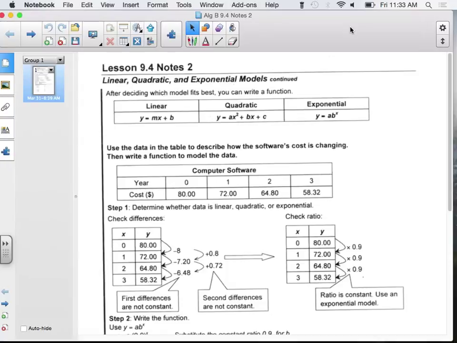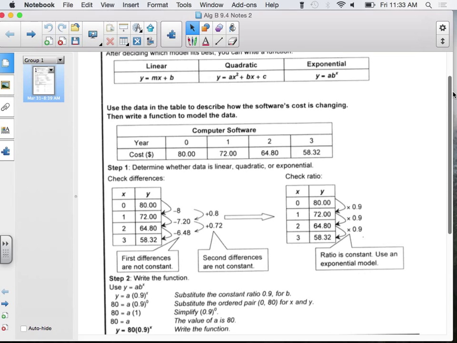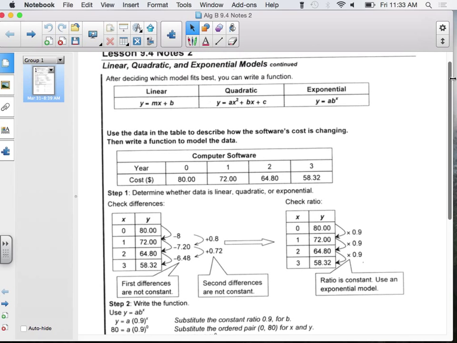All right, so yesterday we were just trying to work with identifying if a graph was linear, quadratic, or exponential, right? So today we're going to do more with that. But once we identify if it's linear, quadratic, or exponential, we're going to be able to write a function for that model. So just right up here we have the standard forms for each kind of model.